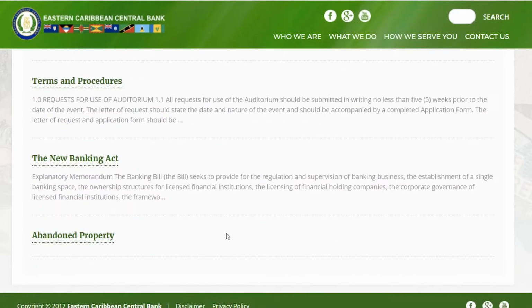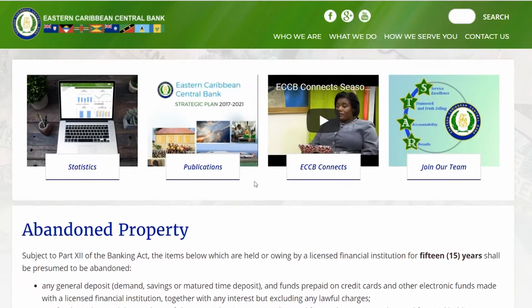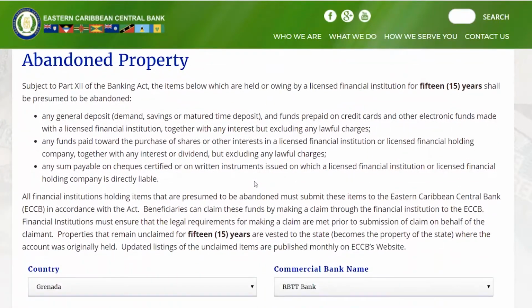Now, you can subsequently claim from the Ministry of Finance, but the Ministry of Finance has the legal right to sell those items that they hold after a certain period. And all of this information is on our website. So you can visit the website under the abandoned property link, and it will give you all the requirements.